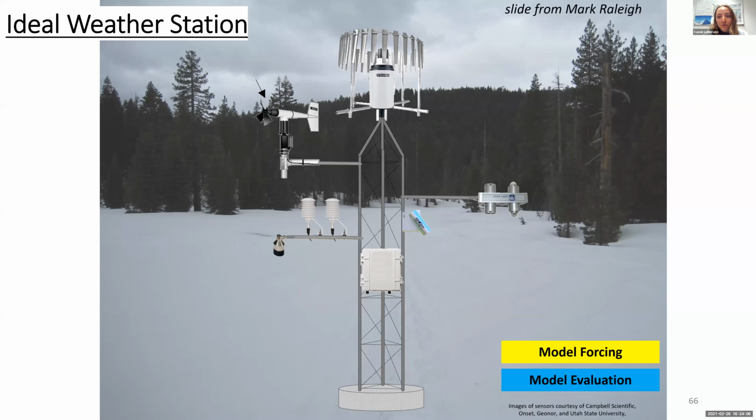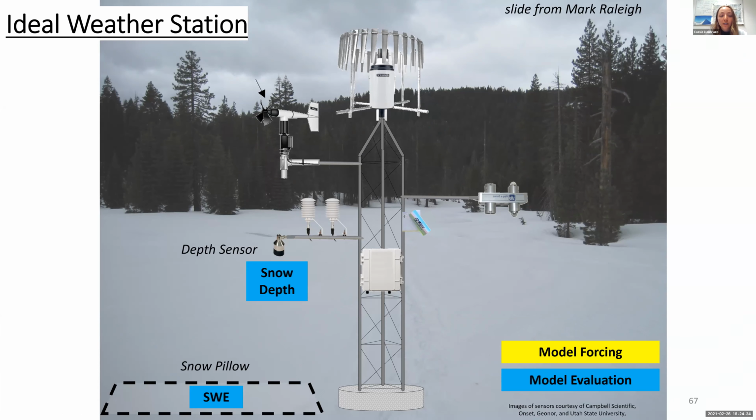Well, this is a beautiful slide by Mark Raleigh, which is titled Ideal Weather Station. And I really like this because I think this highlights what all of our hydrology dreams look like. I think Nick and Alex talked last week a bit about weather stations and what we get from them. So I just want to highlight how this is related to what I'm talking about. In yellow is your model forcing, and in blue is your model evaluation.